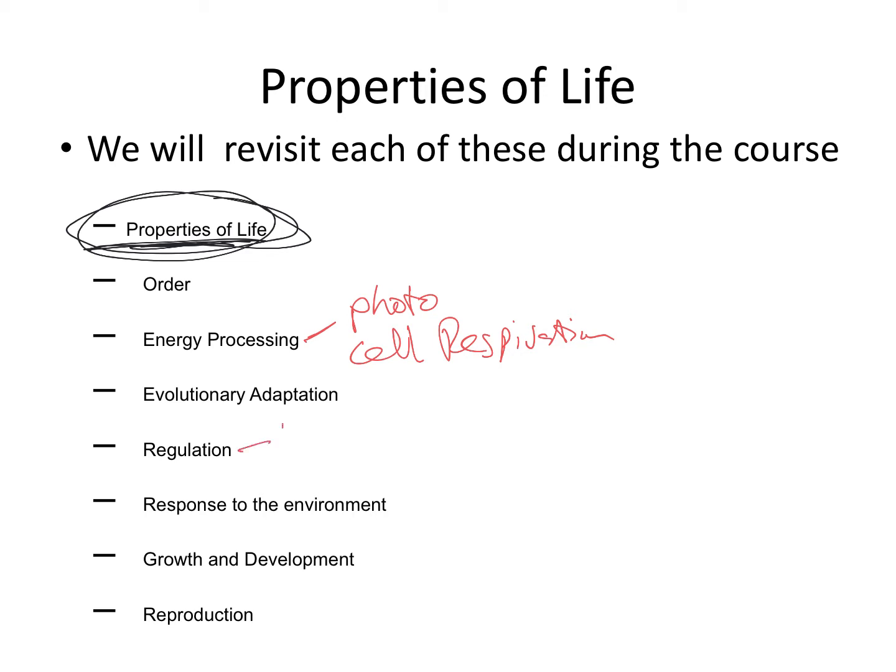Regulation. Another word for this would be homeostasis. And a good example of that for us would be if we start sweating when we get too hot, or if we start getting the chills, or shaking, or shivering when we get too cold. Growth and development. So this would be like in our mitosis unit. We'll talk about parts there.